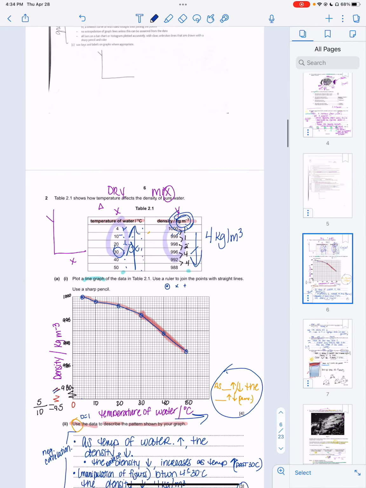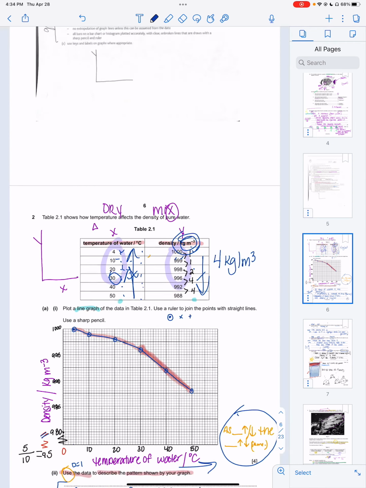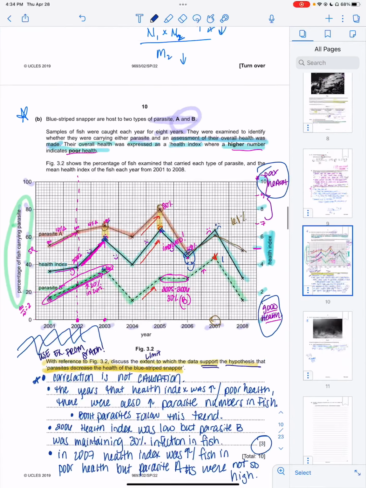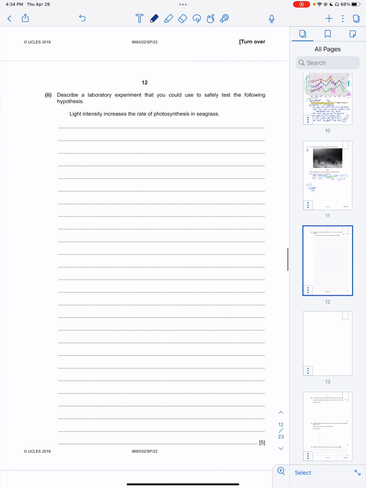Similar to this one here, temperature and density. The temperature was what was changed, and then what was recorded, or the response, was the density. In this situation, you're going to change the distance or the amount of light. You wouldn't want to go as far as to use different types of light bulbs. The easiest thing is to change the distance of it.